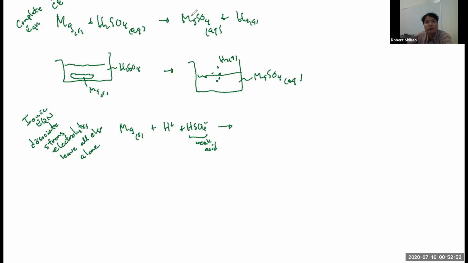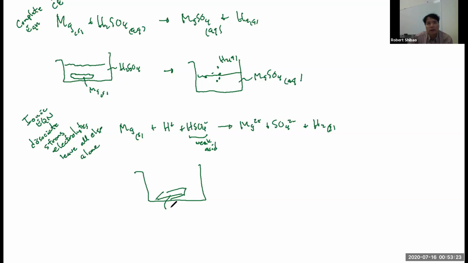Okay, this is going to go to magnesium sulfate. Now, magnesium sulfate is a strong electrolyte because it's a soluble salt. So strong electrolytes like to break up. So this is going to break up into magnesium ions and sulfate ions. And then hydrogen gas is a non-electrolyte, so hydrogen gas stays intact. And so this is called the ionic equation. So in the ionic equation, this is what we have in the beaker.